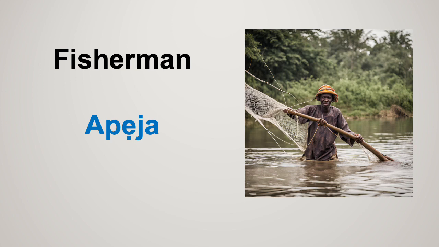So this is also a combination of words. Three words were contracted to form apeja. And this was a plus pa plus eja. A is the person, pa is to kill, while eja is fish. So the person that kills fish is referred to as apeja, fisherman.